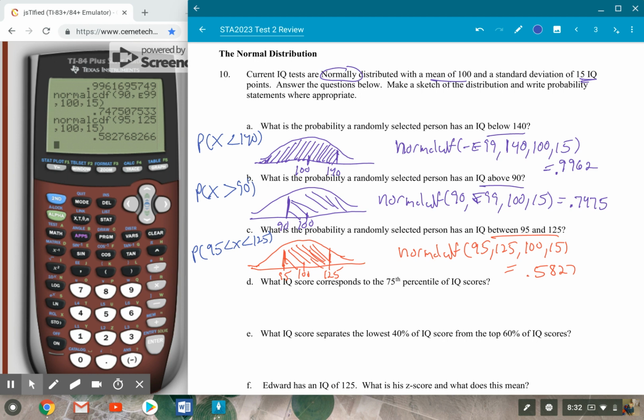Now on to D. So what IQ score corresponds to the 75th percentile of IQ scores? This is an inverse norm question. If you're at the 75th percentile, that means you are above 75% of scores, but you're below 25% of scores. So you're somewhere up here. So you've got 75% of people below you, only 25% of people above you. You want to know what value of this? So we use the inverse norm function because of these percentages that we have.